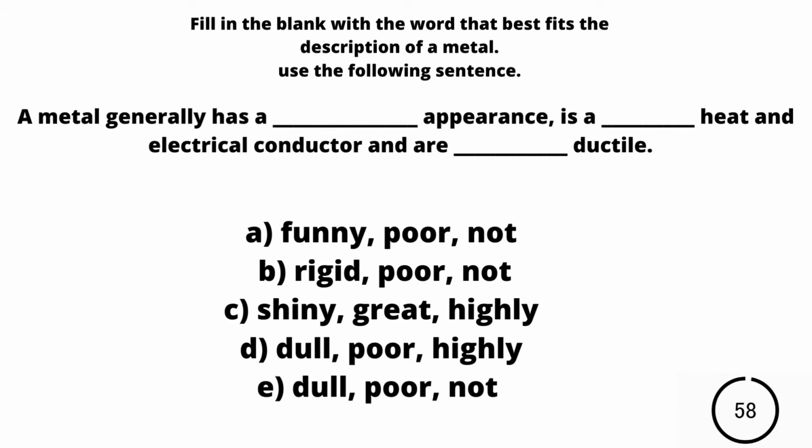Question number 12. Fill in the blank with the word that best fits the description of a metal. Use the following sentence. A metal generally has a blank appearance, is a blank heat and electrical conductor, and are blank ductile.